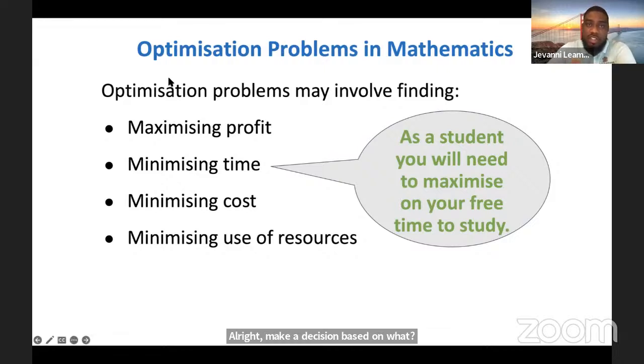All right, somebody's in the chat. Based on what? Make a decision based on what? What are you making the decisions on? Nobody? All right. Based on the information given, what information? I just used some terms not too long ago. Real life scenarios, all right.